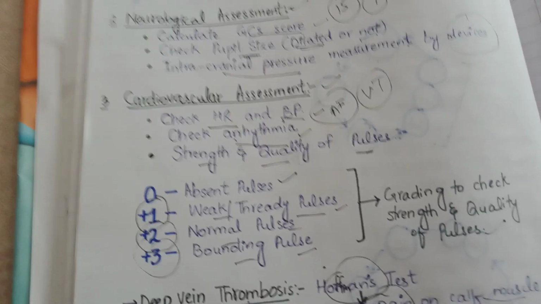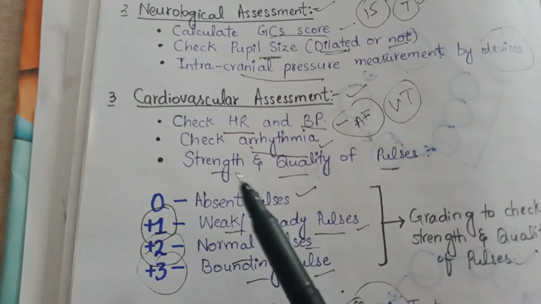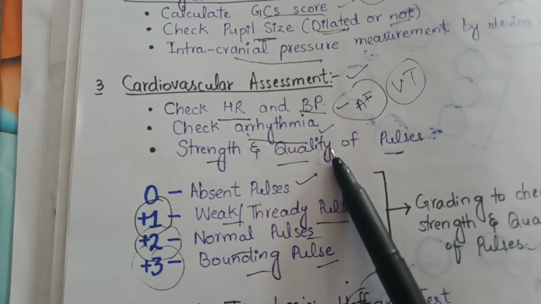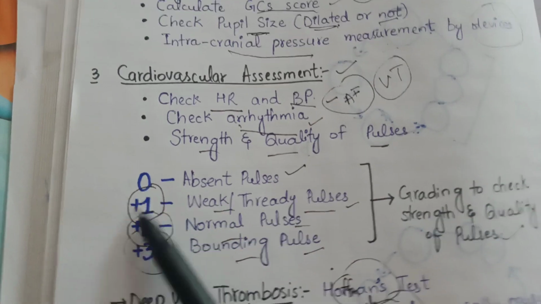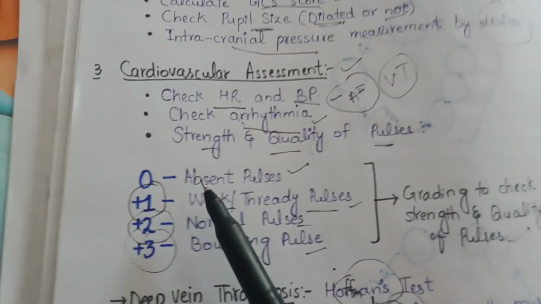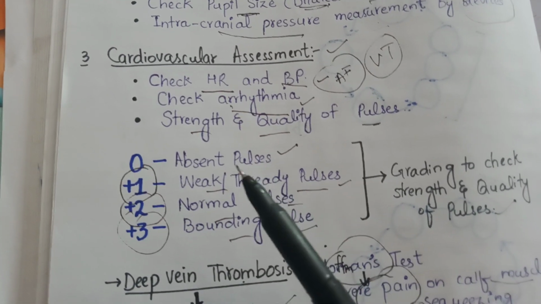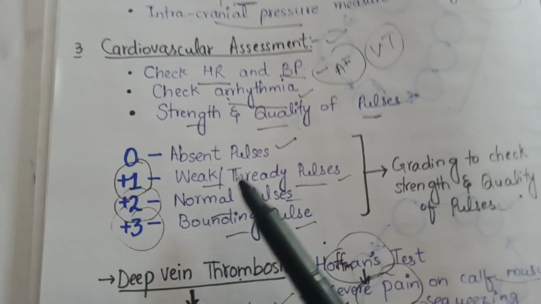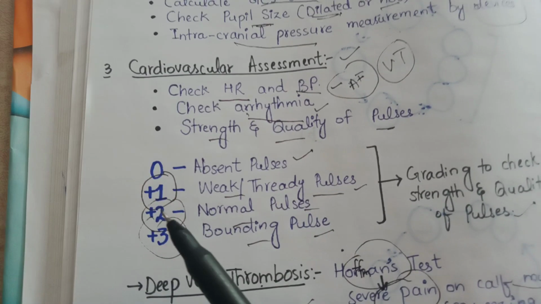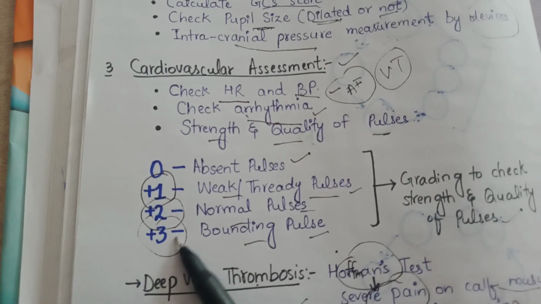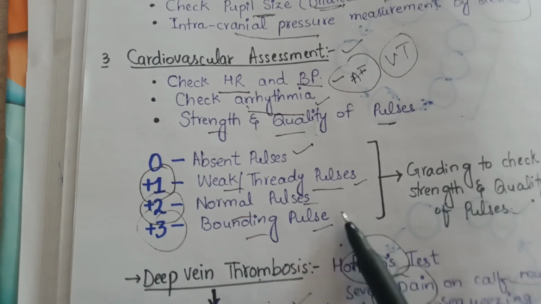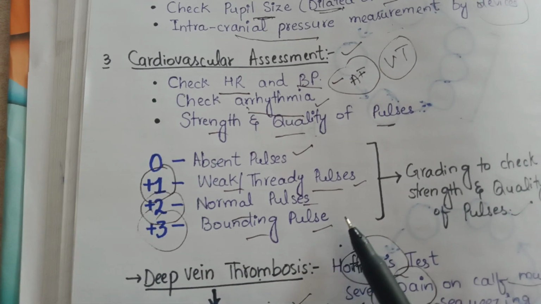Okay, now we will check the strength and quality of pulses. We will check the strength and quality of pulses by grading. There are 4 grades. If the patient lies in grade 0, then pulses are absent. If the patient lies in +1, then weak and thready pulses are present, and if the patient lies in +2, then normal pulses are present, and if grade is +3, then a bounding pulse is present. Bounding pulse means a high intensity pulse.